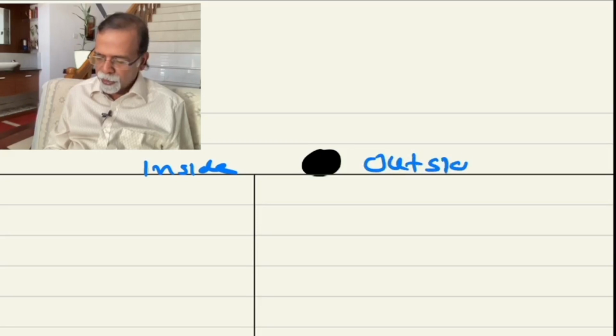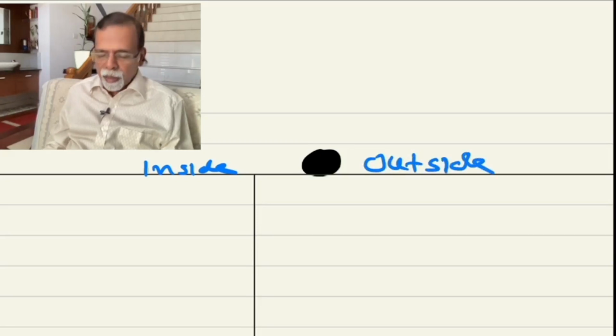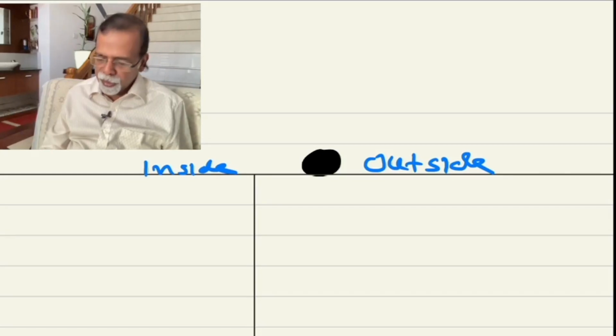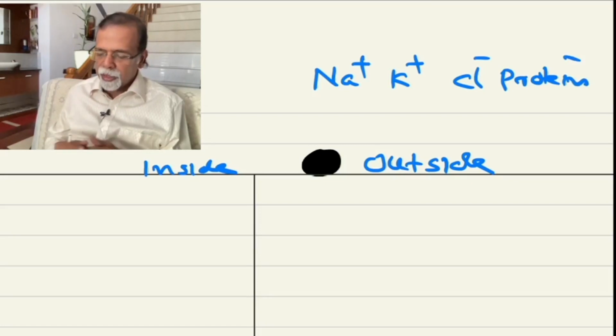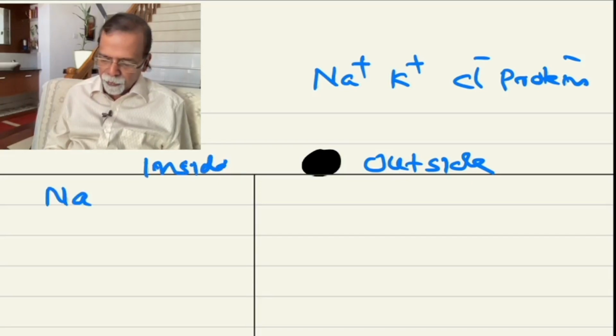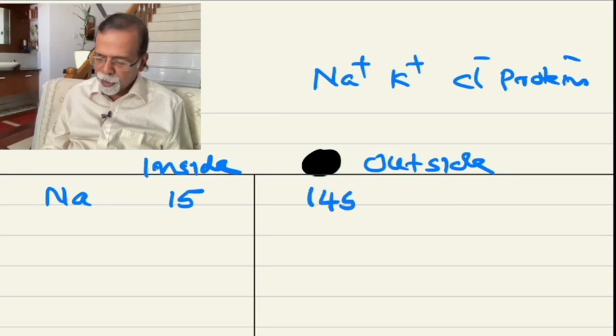The major ions are charged particles. For example, sodium is positively charged, potassium is positively charged, chloride is negatively charged and protein is negatively charged. So ions are charged particles. Take sodium. Inside the cell, sodium is only around 15 milliequivalents. Outside it is high, around 145 milliequivalents.